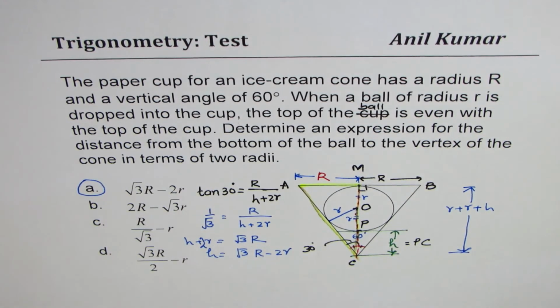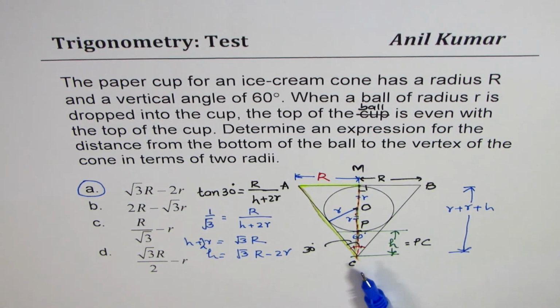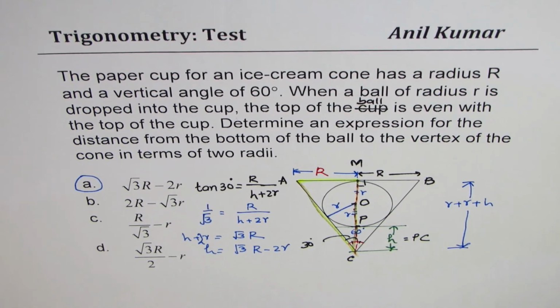Is that clear? So that type of question could be done very easily using trigonometric ratios. But it is a very interesting example, difficult when you have just started learning about trigonometry, since it is a question based on the basic trigonometric ratios. I hope you understand and appreciate it.